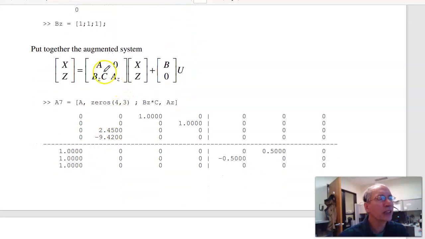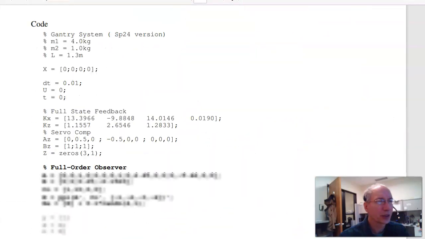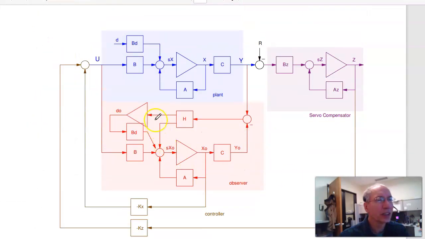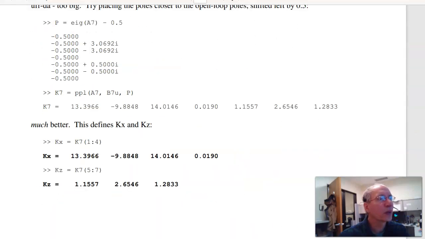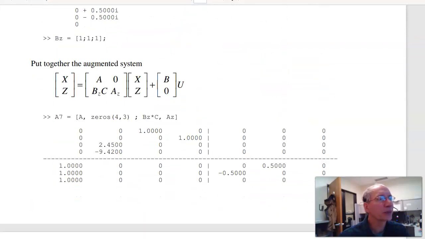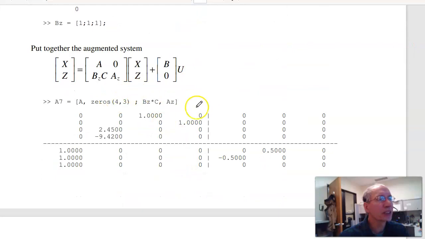Putting it all together, here's the plant plus the servo, and kind of what that looks like. Going back to the end. Don't need this initially. Got my plant, got the servo compensator, have full state feedback. This is feeding back X and the servo state. Find Kx and Kz. Well, what we're doing right now is pole placement. So once I form the augmented system, this is now a 7th order system.